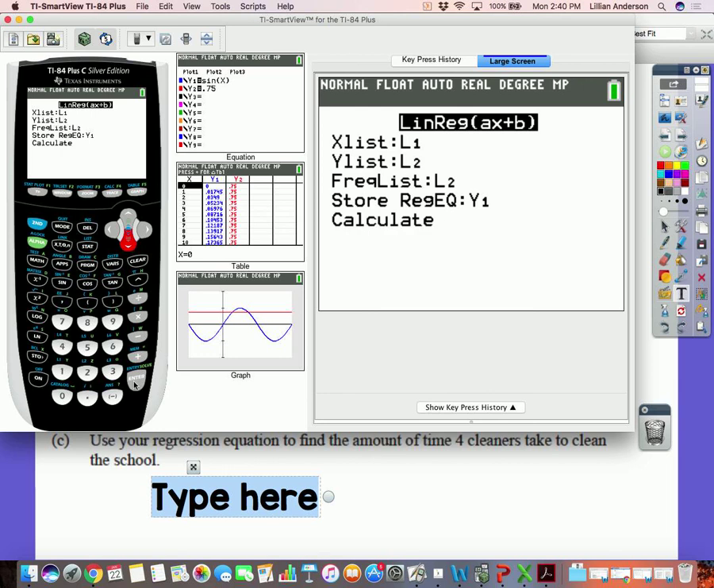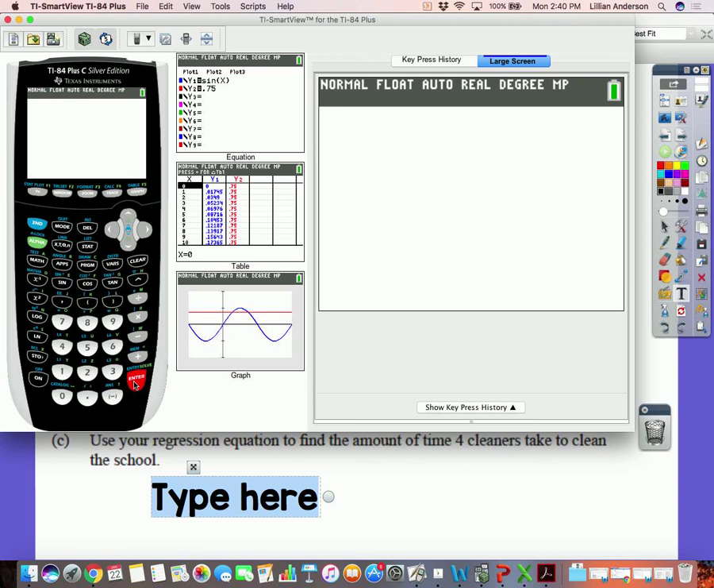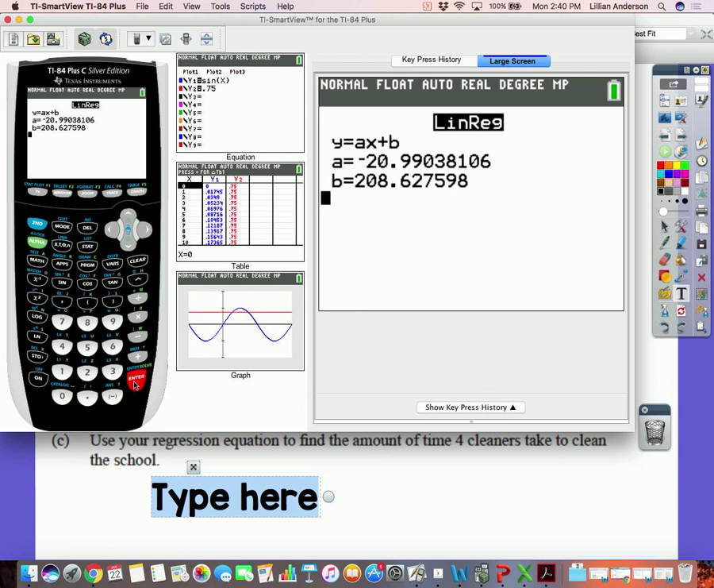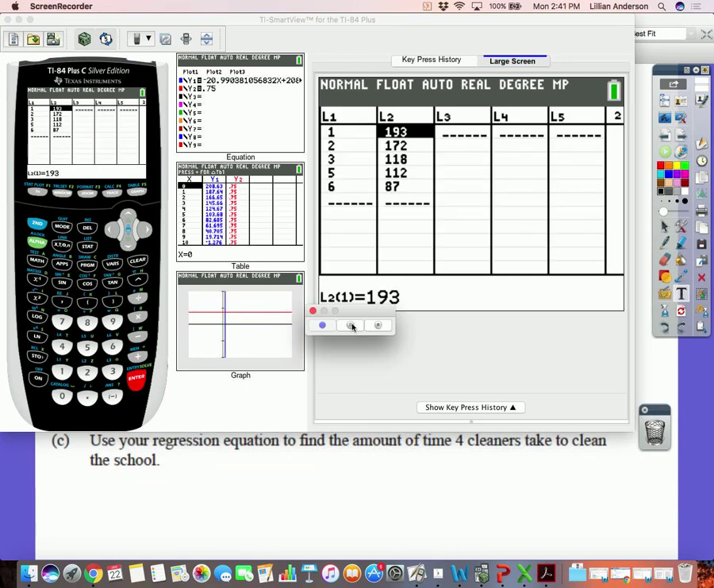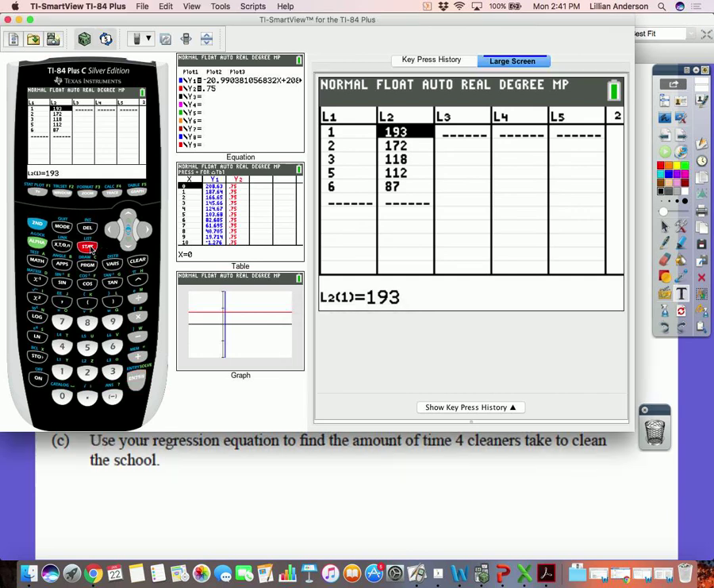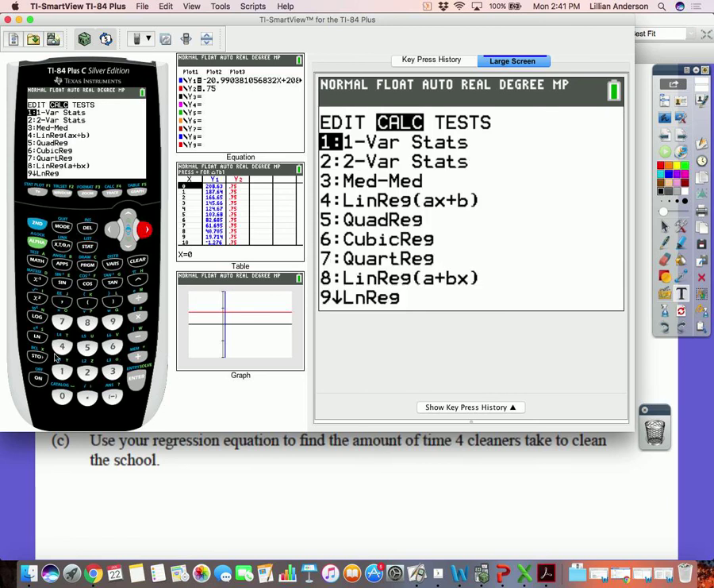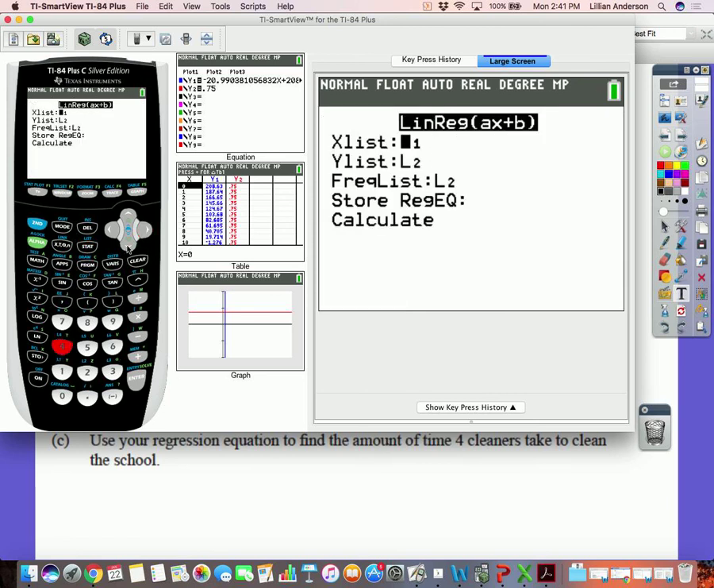Are we all good? Everyone ready? That's the same way. If there's extra data, you want to make sure that you clear your list before you start typing in stuff, okay? All right, so we're getting different things. Let me go back through it again. Stat calc, option 4. The only other thing I can think of that I'll fix, let me get rid of this. Maybe that's the difference.